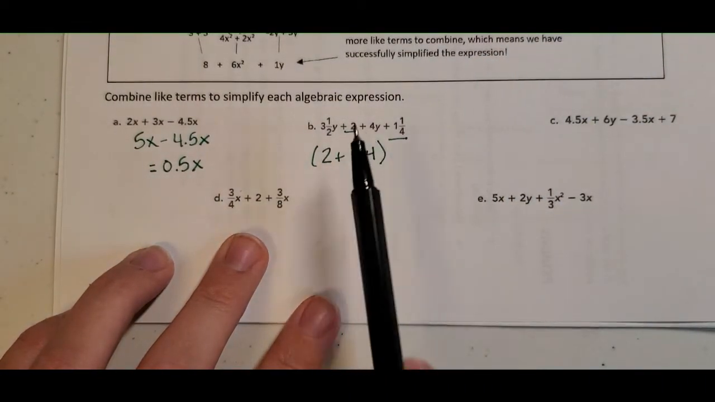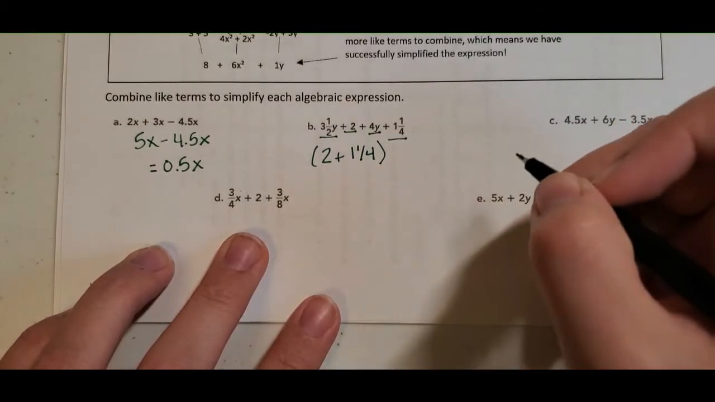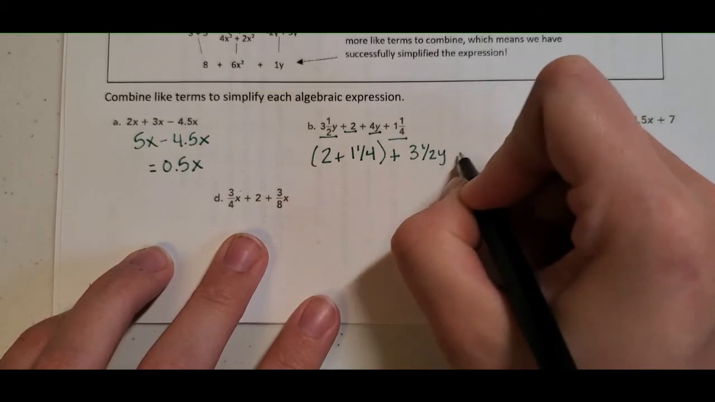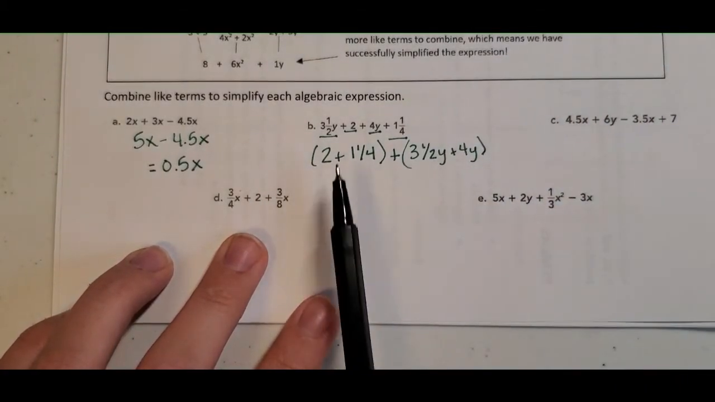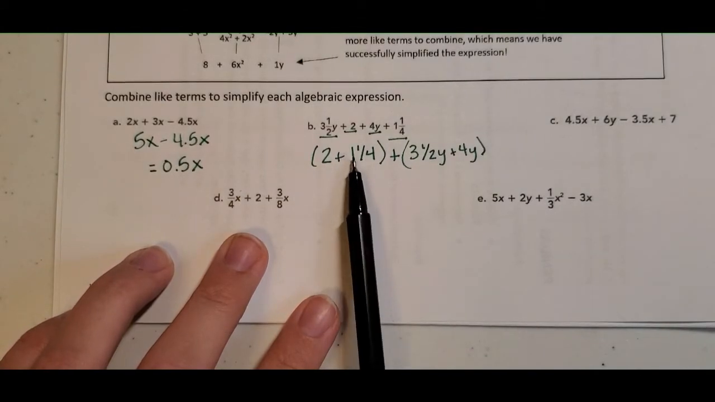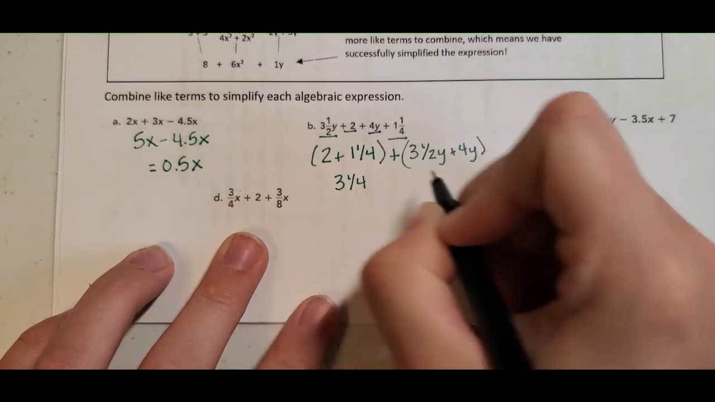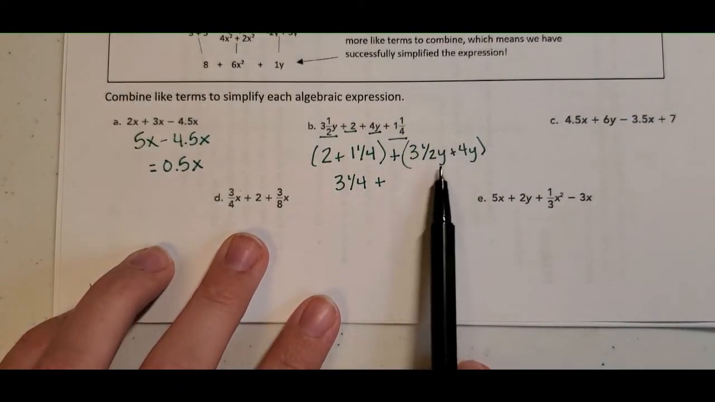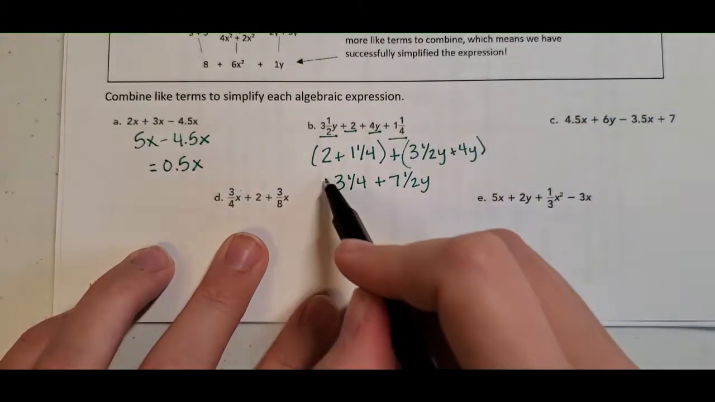And then I'm going to put my y's together. 3.5y plus 4y. So 2 plus 1 is 3. And then just add on a fourth. So you have 3 1/4 plus 3.5y plus 4y: 3 plus 4 is 7. And then add on a half, 7.5y. So that would be your answer.